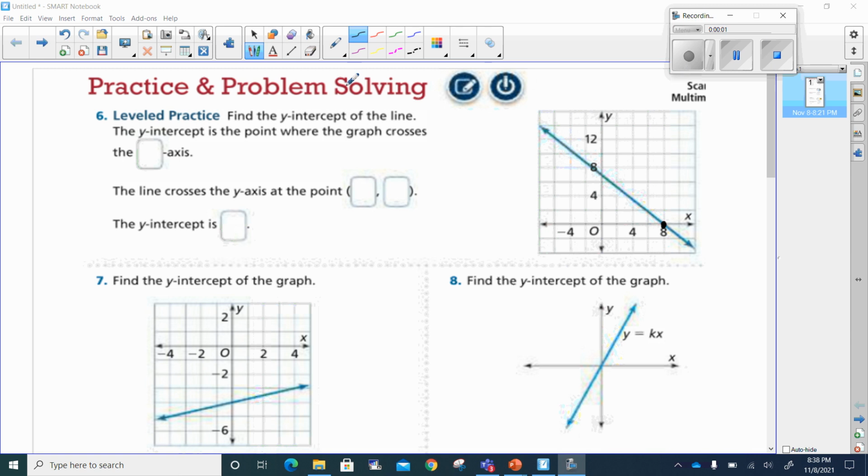Grade Advanced class. We're going to be going over homework today. I'm going to go over the even ones.